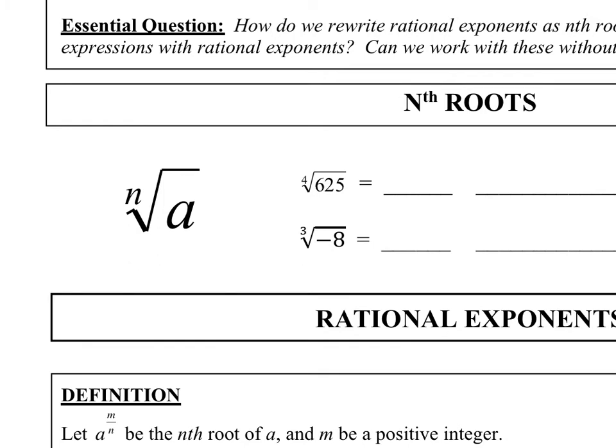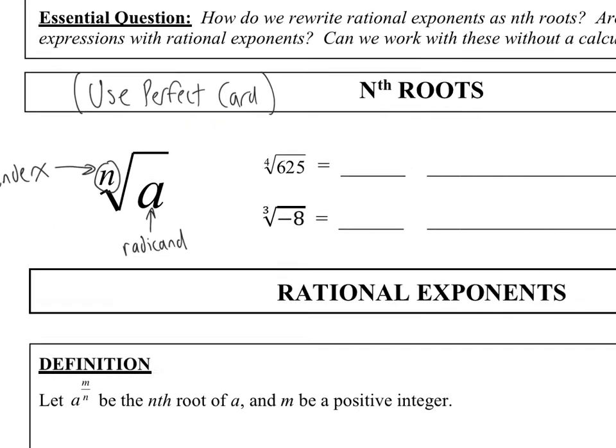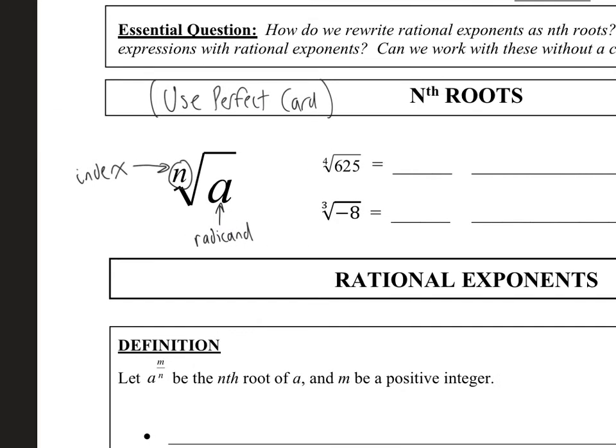So we have the nth root of a. What I want you to write right here is we're going to use our perfect card. Okay, this is going to be very important to use our perfect card for this section. All right. So what's under the radical is going to be called the radicand. The radicand, we've probably talked about that before. Hopefully you've heard that, but if not, that's okay. And the n is what's called the index. Okay, so the root, whatever roots you're taking, that's going to be the index.